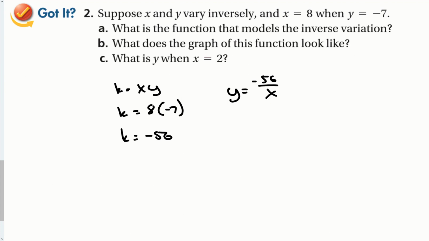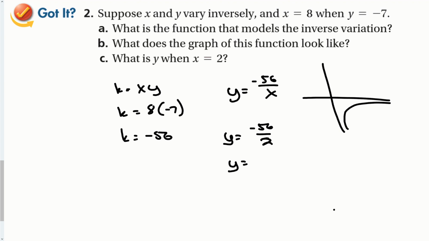Now what does this function look like? Well, now as you start plugging in positive numbers for x, you're going to get negative answers. So instead of my last graph, which looked kind of like this, it's not going to look like that anymore. We're going to get negative numbers, so it's going to look kind of like that. I don't want to graph this whole thing though. What is y when x is equal to 2? Well, that's pretty easy to figure out. We just plug in 2. And so y is going to be equal to negative 28. Okay.